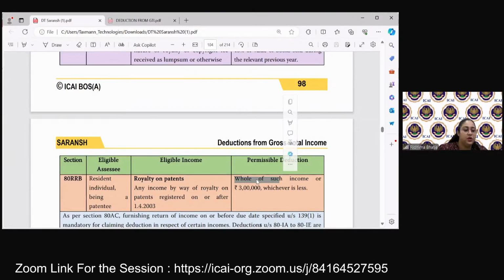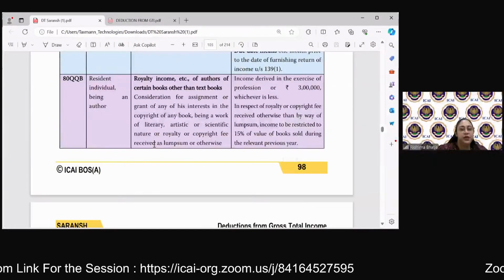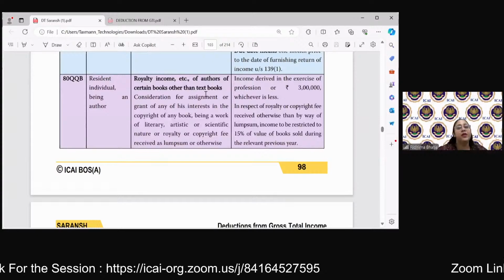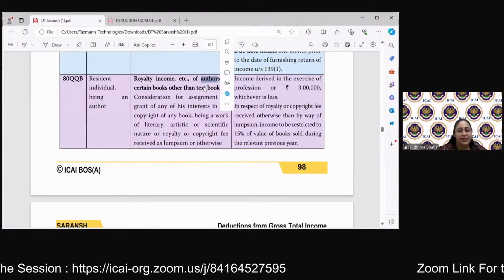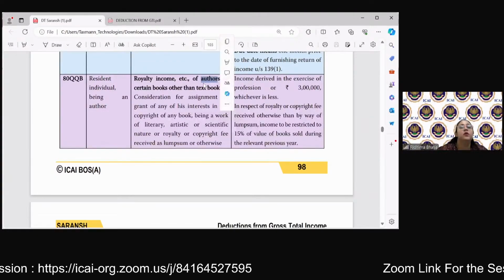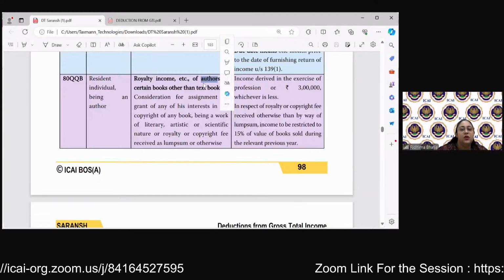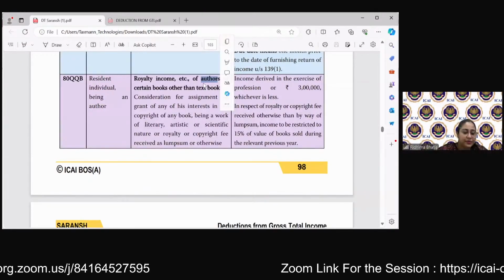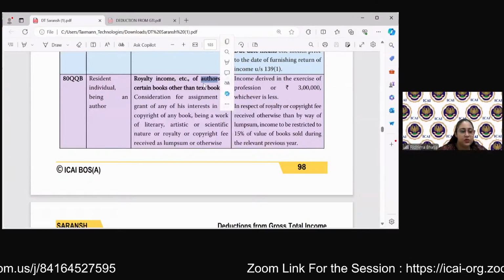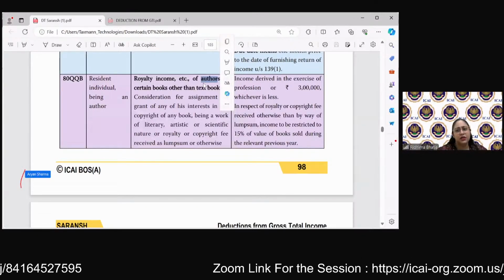Otherwise, you will not claim it. Now, what is the difference between 80QQB? 80QQB is when you are the author of certain books other than textbooks, books of a literary, artistic, or scientific nature. You're getting a royalty, whether as a lump sum or otherwise, on certain sale or other conditions.